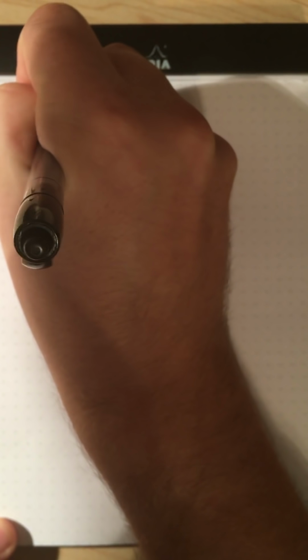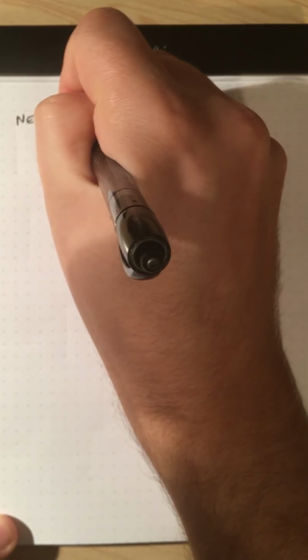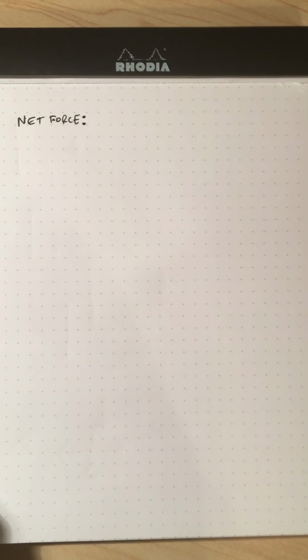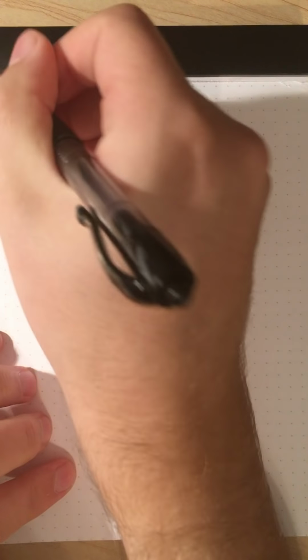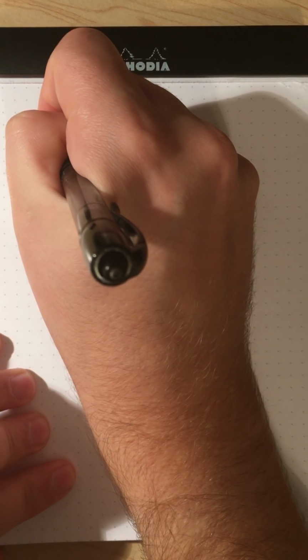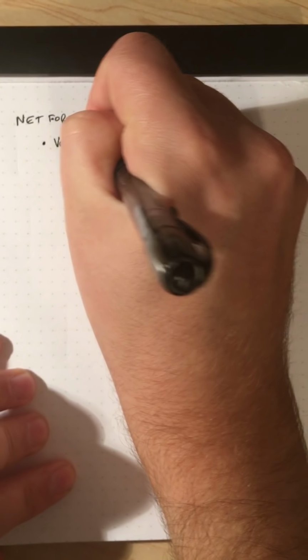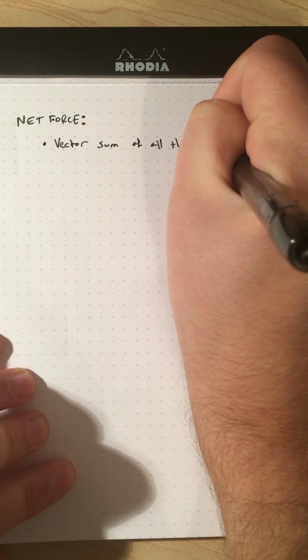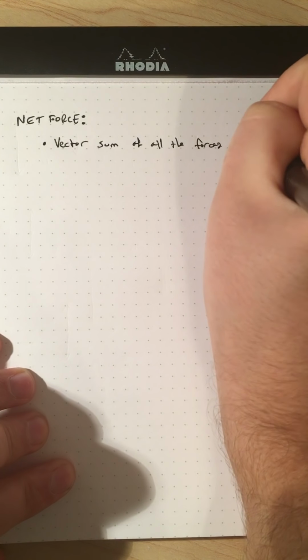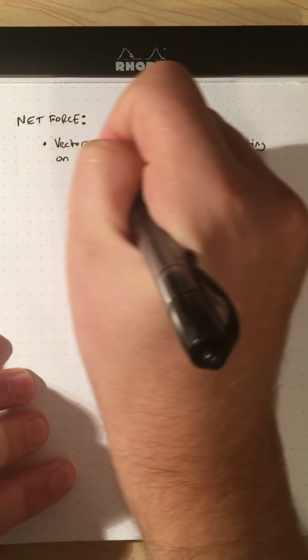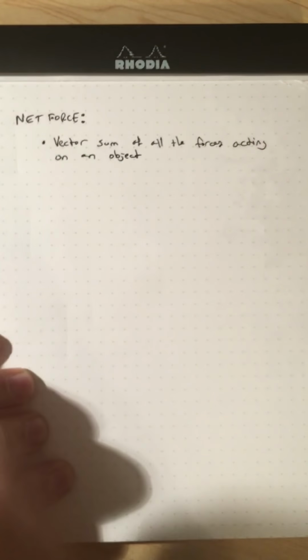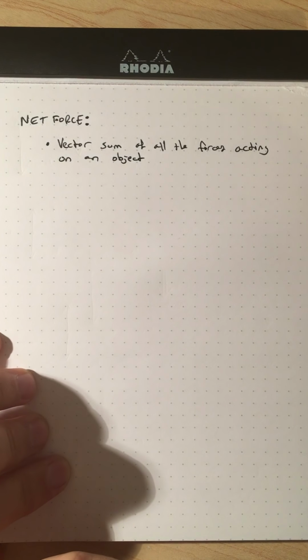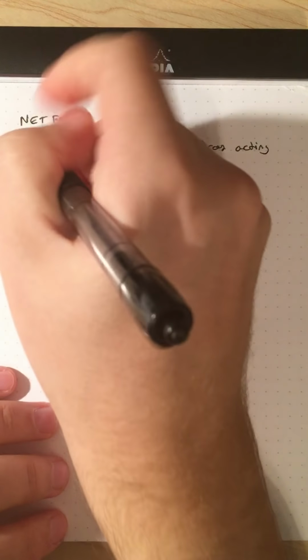So I'm going to give you a couple definitions. I'm going to give you what I think is the most technical definition, and then I'm going to give you a definition that I think is easier to think about. So the most technical definition of net force is that it's the vector sum of all the forces acting on an object. So I add them all together.